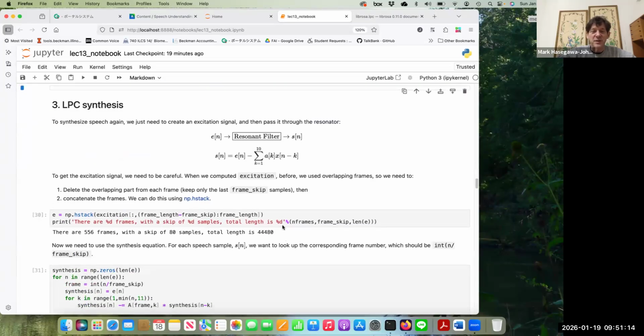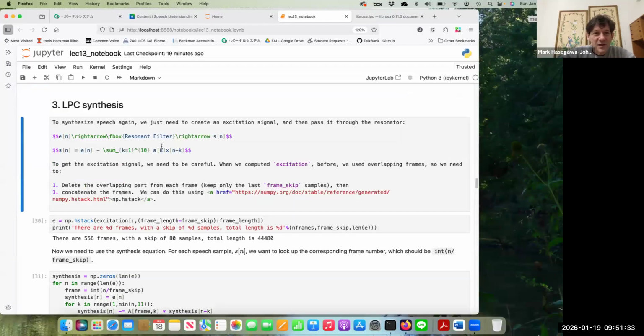Let's actually use it for speech synthesis. Let's take E of n and pass it back through that resonant filter to get S of n again. Remember that we do this by taking E of n and then subtracting the sum over k equals 1 through 10 this time, not 0 through 10, just k equals 1 through 10, of a of k times x of n minus k. Oh, this should be s of n minus k, not x. Let me change that to s.